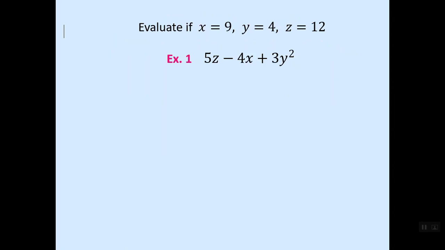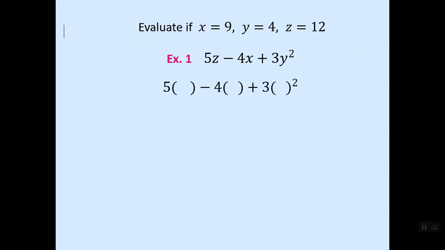So I want you to evaluate this expression if x is 9, y is 4, and z is 12. The very first step that really makes it easy to get these problems correct is I rewrite the problem, and where there's a variable, I put some parentheses, and I leave it blank. I just rewrite it exactly like I see it, except in place of a variable, I put some parentheses. Then I'm at the ready to fill in those values.